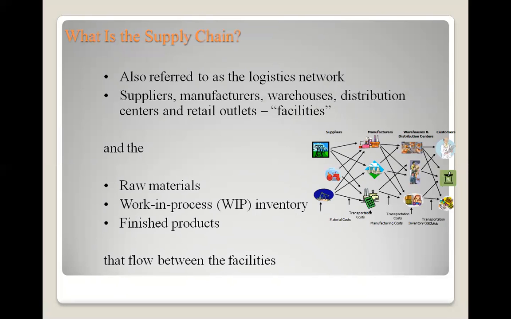What is the supply chain? Also referred to as a logistic network, it includes supplier, manufacturer, warehouses, distribution center, and retail outlet facilities, and the raw materials, work in progress, inventory, and finished product that flow between the facilities.